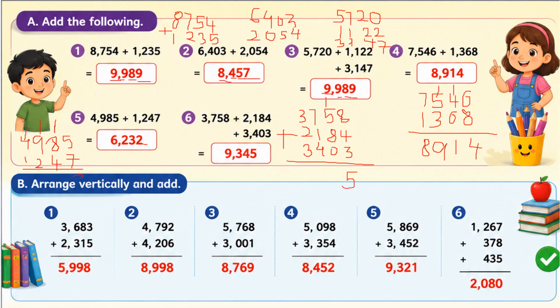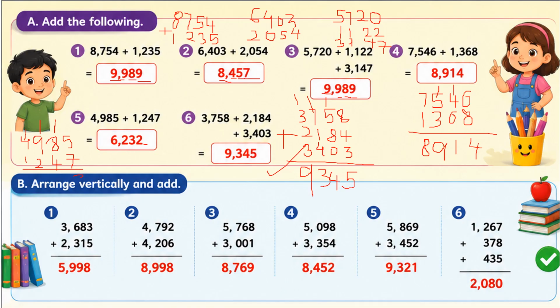Then 5 plus 1, 6. 6 plus 8, 6, 7, 8, 9, 10, 11, 12, 13, 14. So we write 4 below, 1 carry forward. 7 plus 1, 8, 8 plus 1, 9, plus 4, 10, 11, 12, 13. So we write 3 below and 1 is going to be carry forward. 3 plus 1, 4, 4 plus 2, 6, 6 plus 3, 6, 7, 8, 9. So 9,345, we got your answer.